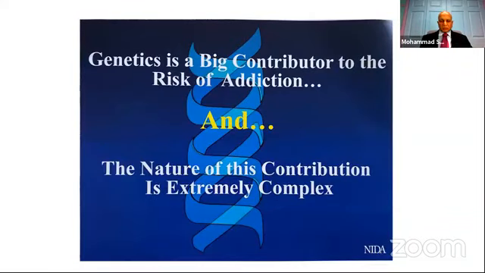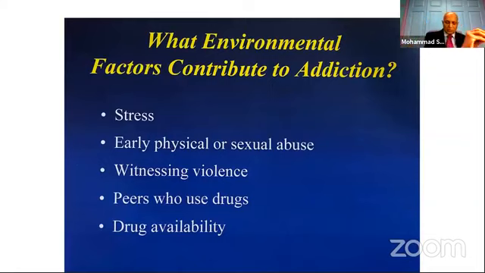So genetics is a big contributor to the risk of addiction, and the nature of this contribution is extremely complex. In other words, there is no one gene that causes this addiction problem. It's a multifactorial picture. So what environmental factors can contribute to addiction? Stress plays a big role, and in fact, the leading cause of relapse among recovering individuals is exposure to stress. Early physical and sexual abuse actually makes changes in the brain to the point that there are some connections or pathways that are not properly developed when an individual is exposed to physical or sexual trauma, especially in their growing up years.